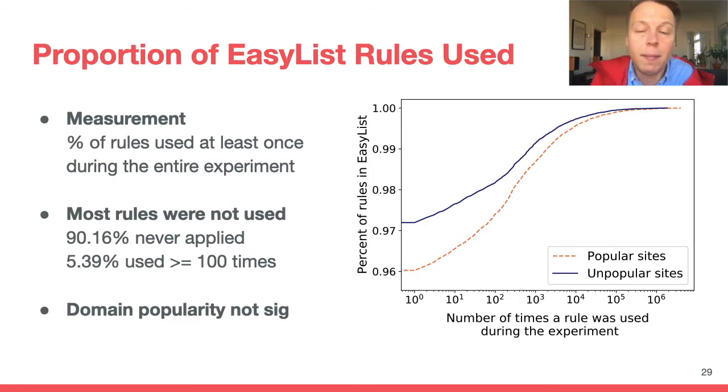Next, we measured how many EasyList rules were used. So what percentage of all of EasyList was actually useful when we were crawling the web. And we found that the vast majority of EasyList was never used at any point during the crawl. So during none of the days that we measured on none of the domains and on none of the sites, a full 90% of the rules in EasyList were never used a single time. And to make matters more interesting, only about 5% of rules were used 100 times or more. So there's a very high skew in how often or how useful each rule is.